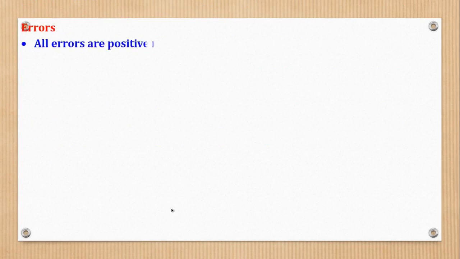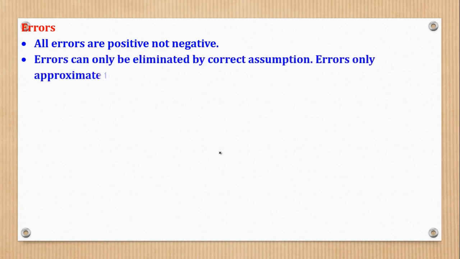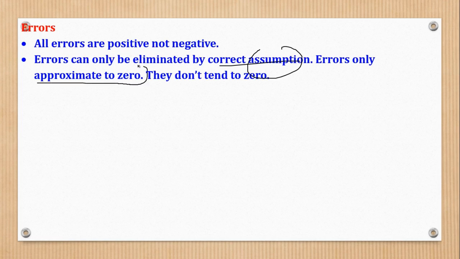Now we shall go to errors. One is that all errors are positive and never negative. If you calculate, for example, relative error, percentage error, or absolute error, and get a negative value, just know something is wrong somewhere. The maximum value and minimum value can be negative, but the error can never be negative. Then about errors, you need to remember that errors can only be eliminated by correct assumption. And in that we should know that errors only approximate to 0, but they never tend to 0.